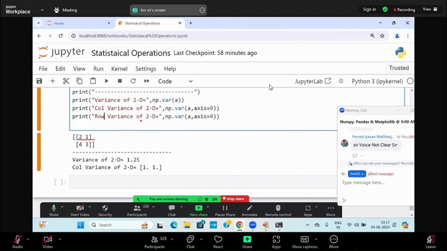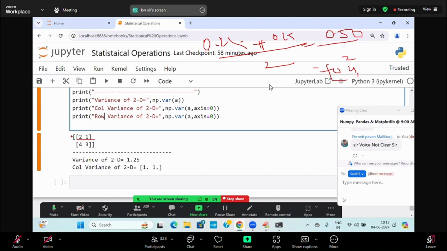2 minus 1.5 is 0.5, whole square is 0.25. 0.25 plus, what is the next? 1 minus 1.5, whole square, 0.25. 0.25 plus 0.25 is 0.5, divided by 2. What is the answer?